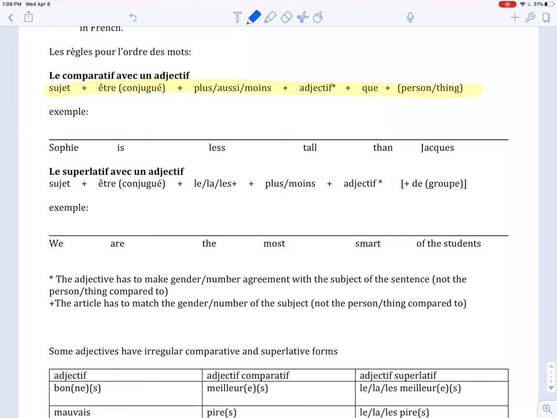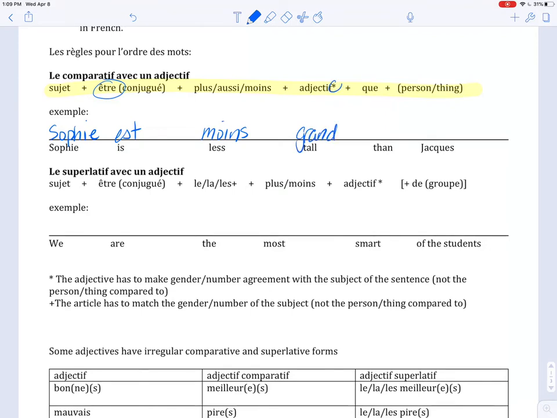So when you're comparing someone based on an adjective, you begin with the subject, Sophie. In this case, your verb is always going to be être because you're saying someone is taller, is smarter. So we're always going to have a form of être. These will all be present tense sentences, so Sophie est. And what we're going to say is less tall. So we're going to use moins for less. And then our adjective, grand.